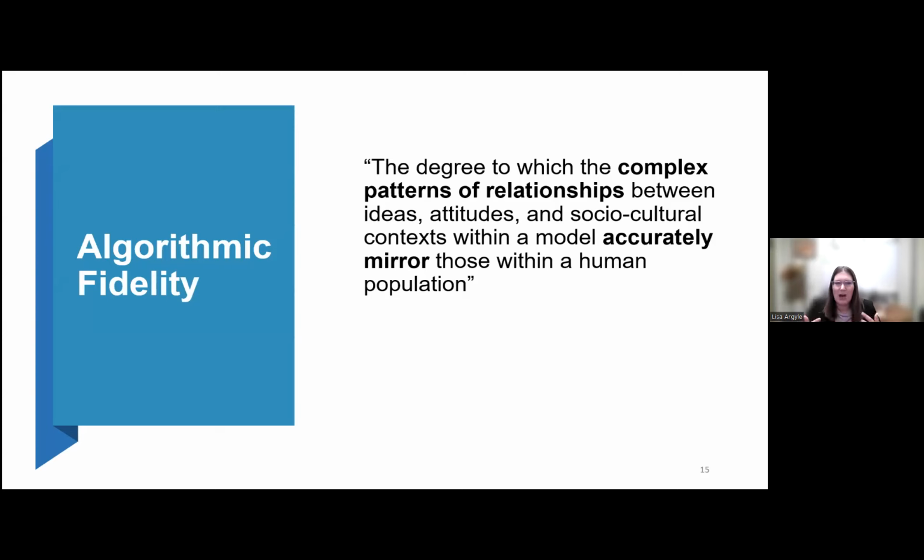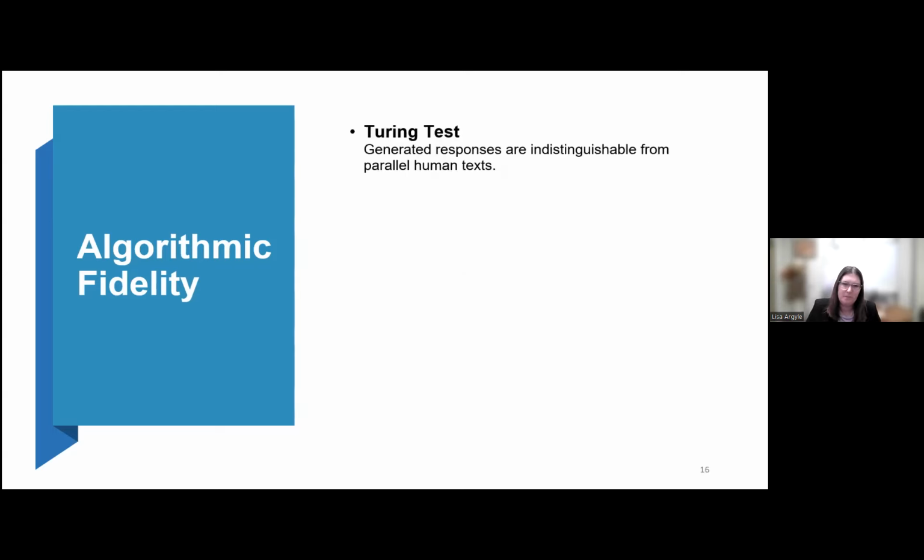And those biases are reflective of the real world, right? It's not that there's something aberrant or different from what's really going on in people's heads and minds. People have a lot of social and psychological biases, and maybe the many biases that we see in language models are reflective of them. So we're calling algorithmic fidelity the degree to which the complex patterns of relationships between ideas, attitudes, and sociocultural contexts within a model accurately mirror those within a human population.